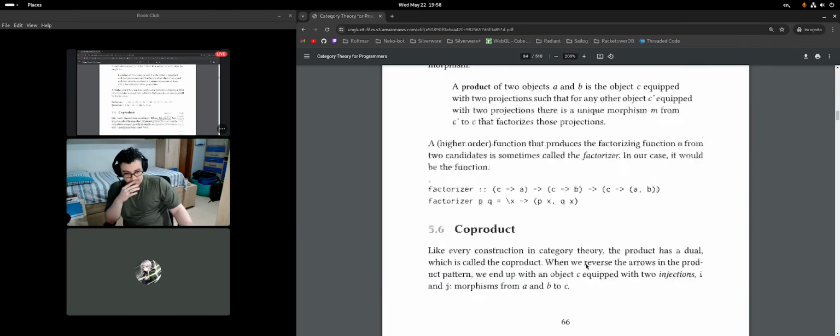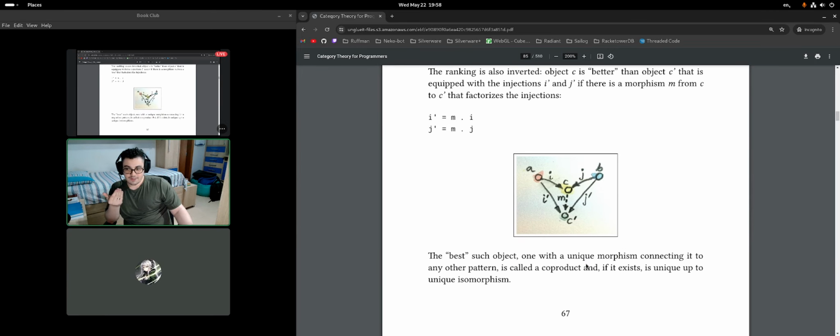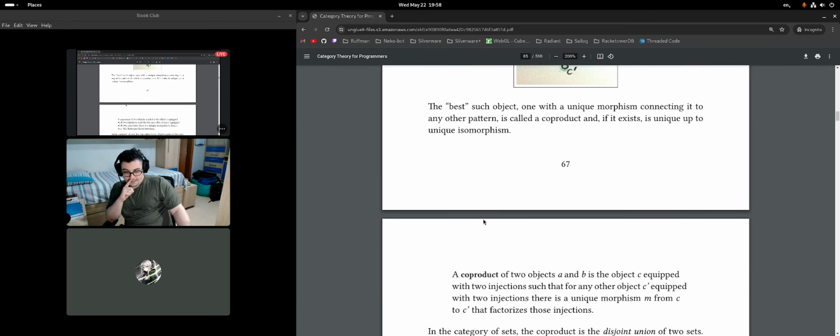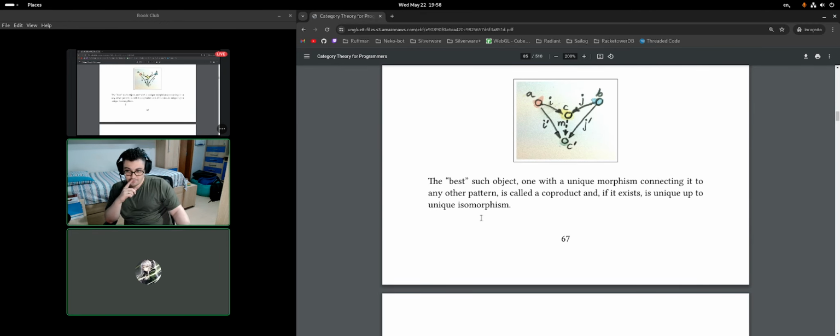And the co-product needs a little bit more creative imagination to get the intuition. It basically means that in order to have this C co-product, you need to gather information out of one of two possible things. So you can receive stuff from A or receive stuff from B. But if there is a unique M that can factor out these injections, I prime and J prime, using I and J with composition, C is a co-product. And again, it has to be unique, the same as before.